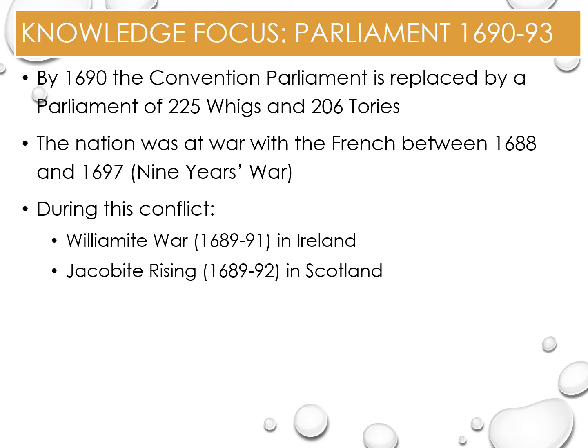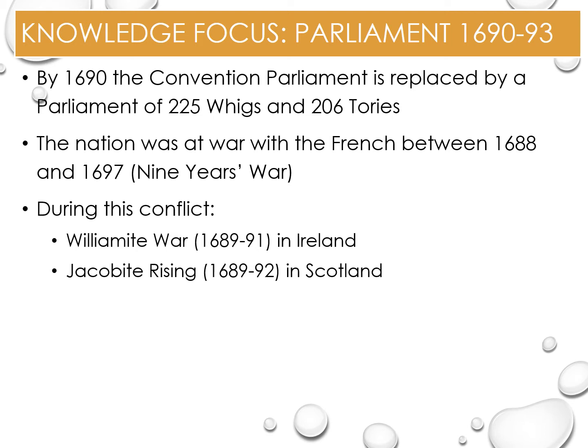However, during the conflict, William had issues closer to home as well. The Williamite War in Ireland between 1689 and 1691 started when James II held a parliament in Ireland and the Catholic gentry offered him their support. Over 80,000 soldiers fought on both sides. Historians have used this war as evidence that the Glorious Revolution was not a bloodless revolution.